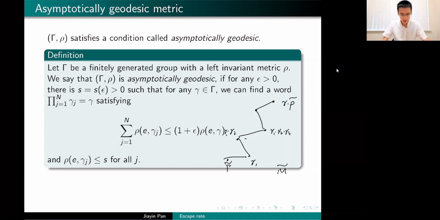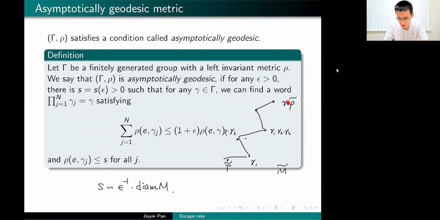All right. So here, this S is roughly, say, epsilon inverse times the diameter of M. So if your gamma has length less than this, then you just choose the word as gamma itself. So then it's automatically true. So here we only want to apply this to gamma with large length, larger than this S.